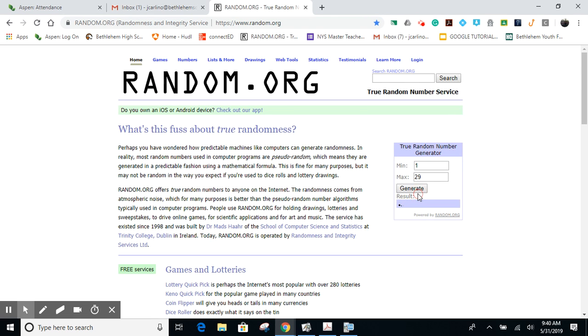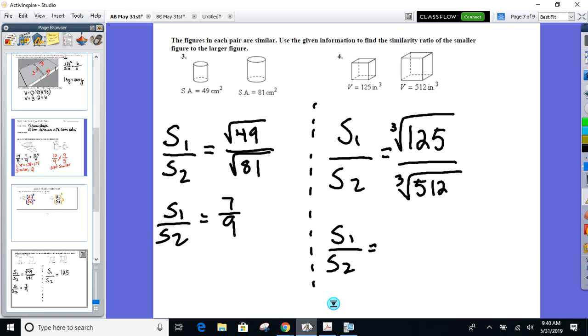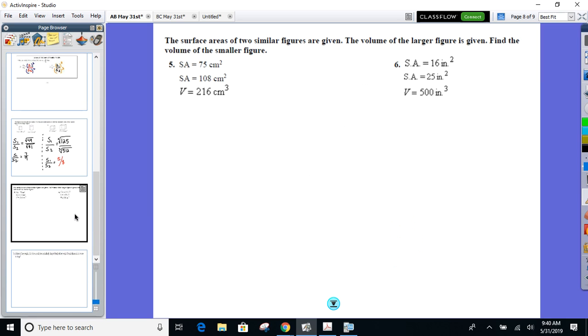So the side ratio for this one, here you go, is 5/8. Any issues yet? Because this is where it's going to get pretty tough, 5 and 6. All right, go ahead, just read through it.